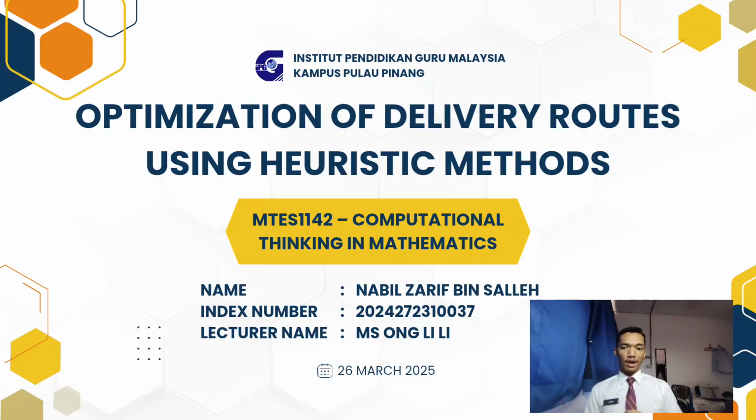So, first of all, my name is Nabil Zarif Bin Salleh from MT2 with IC number 0606050211 and 17. Today, I'm excited to present my project titled Optimization of Delivery Routes Using Heuristic Methods for the course MTES1142 Computational Thinking in Mathematics at Institut Pendidikan Guru Malaysia, Penang Campus.